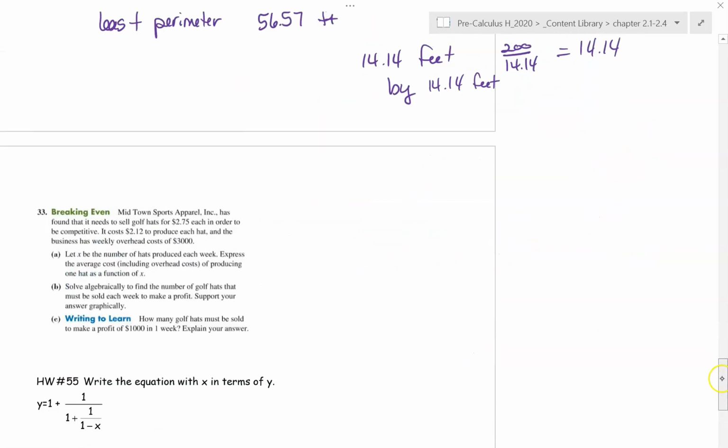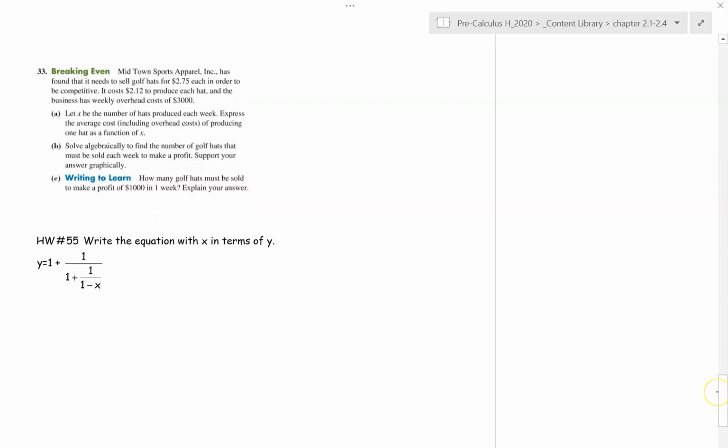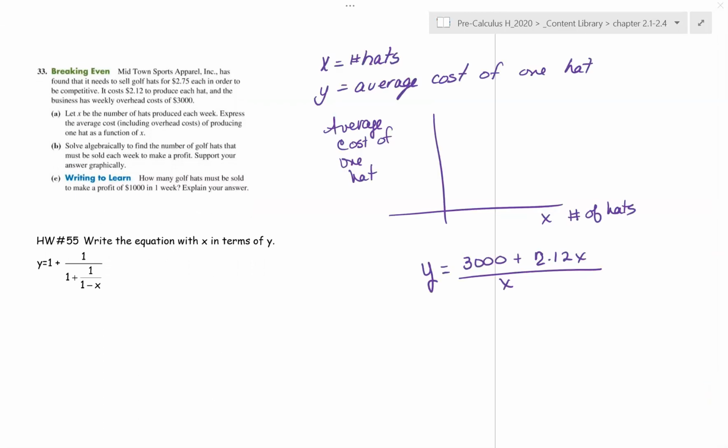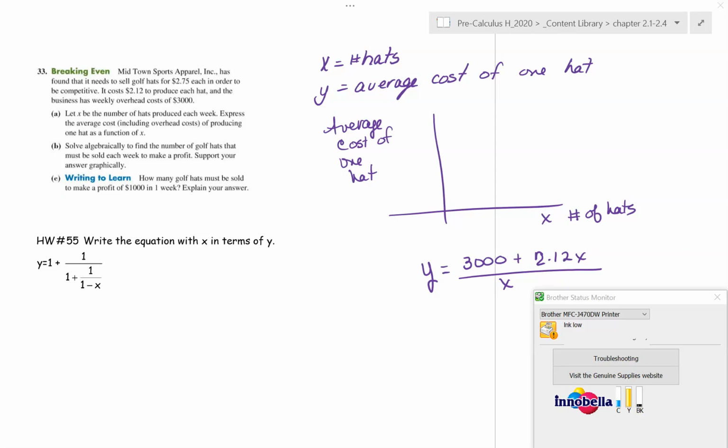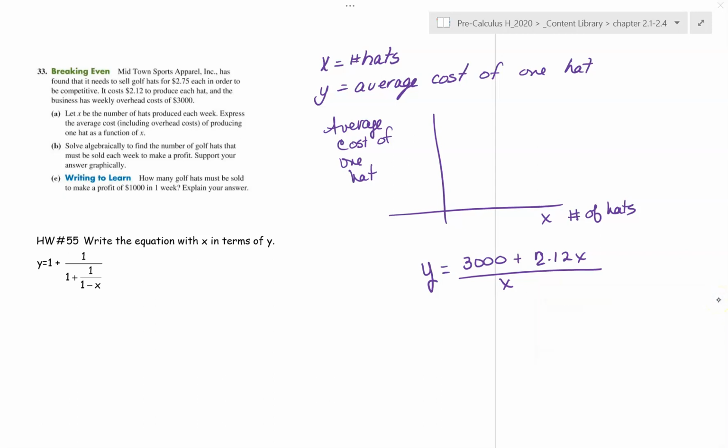Okay, go ahead and read the next problem, breaking even, number 33. Try and write an equation. Okay, so we are going to graph average cost of one hat with respect to x, which is number of hats, and this would make sense because you have $3,000 as your overhead. Even if you only make one hat, you still have that $3,000 overhead cost, and it's $2.12 per hat if x is number of hats, divided by the number of hats. So again, this would be the average cost of one hat.